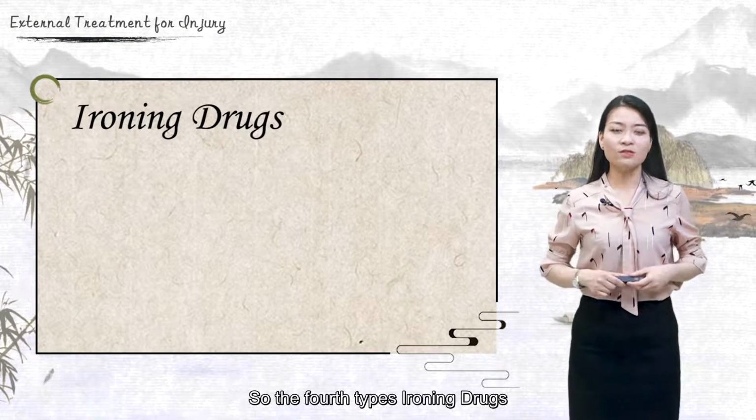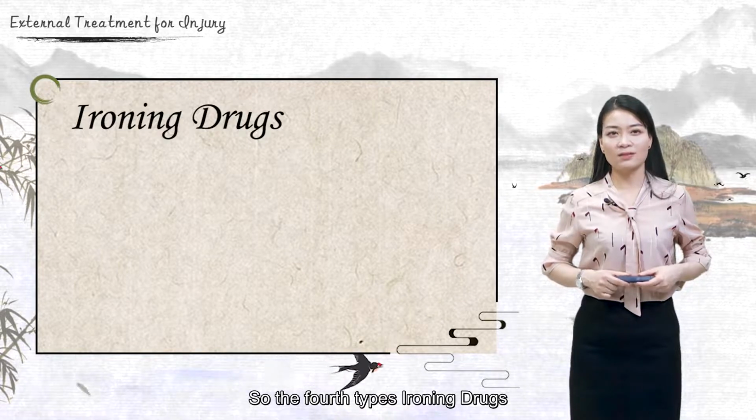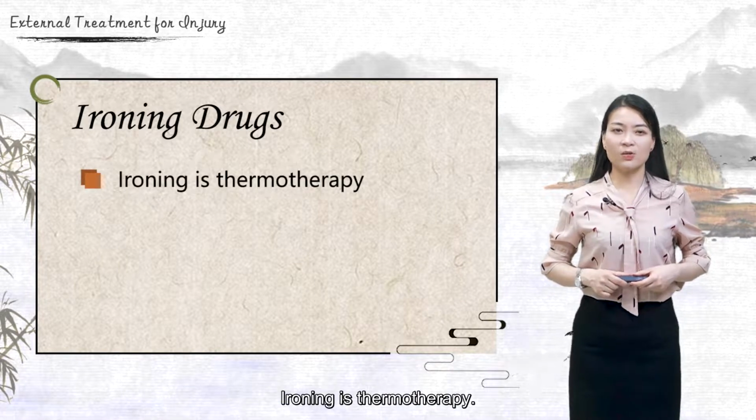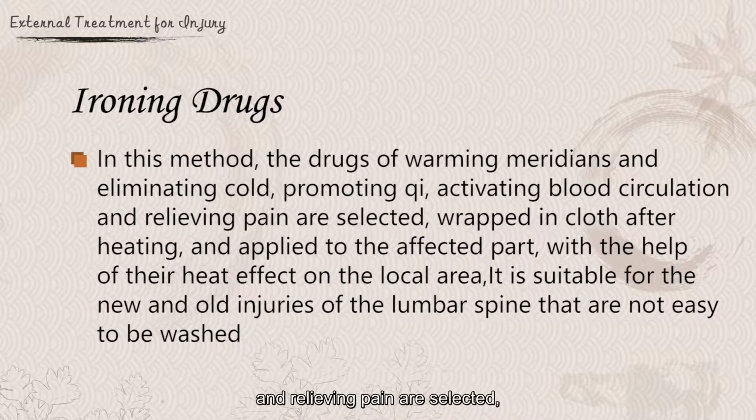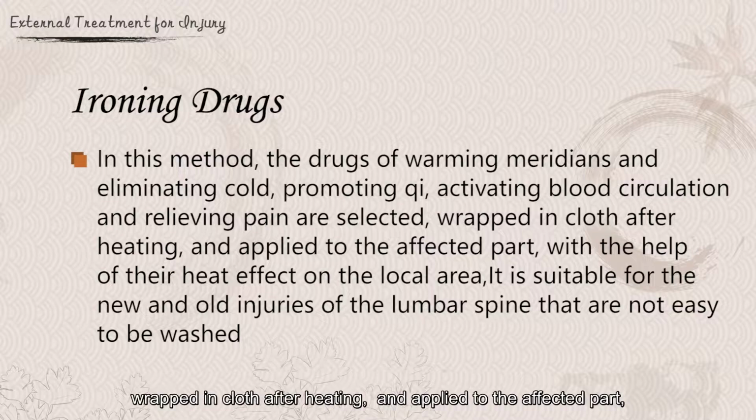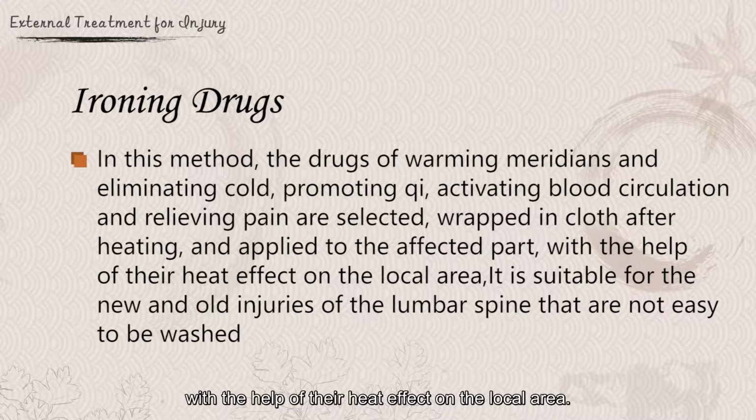So the fourth type, ironing drugs. Ironing is thermotherapy. In this method, the drugs of warming meridians and dispelling cold, promoting qi, activating blood circulation, and relieving pain are selected, wrapped in cloth after heating, and are applied to the affected parts with the help of their heat effect on the local area. It is suitable for the new and old injuries of the lumbar spine that are not easy to be washed.